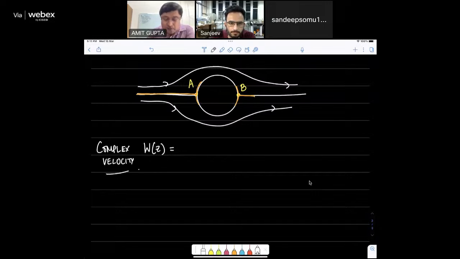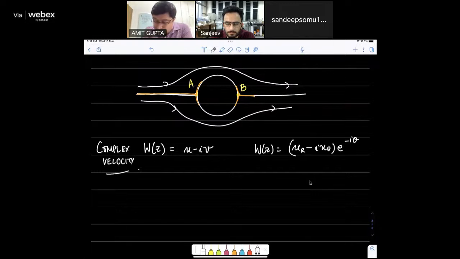So W of Z, if you're writing in Cartesian coordinates, you would write this as U minus iV, not U plus iV. That is one thing that you have to remember, that there's a reason why there's a negative sign there. Okay. And if you are writing W of Z in cylindrical coordinates or in polar coordinates, you would write this as U_r minus iU_theta into e to the power minus i theta. Okay. And these are interchangeable, by the way. This is the same velocity.